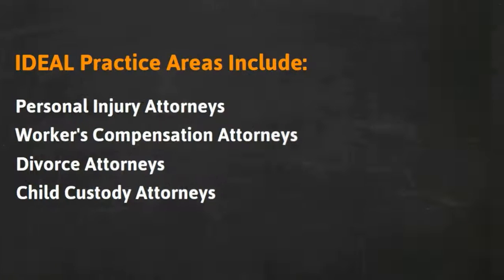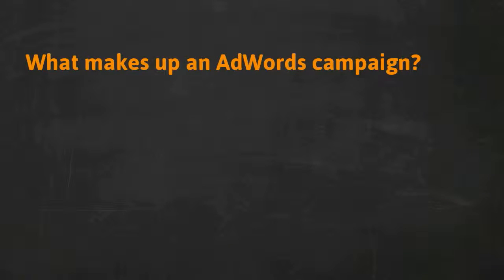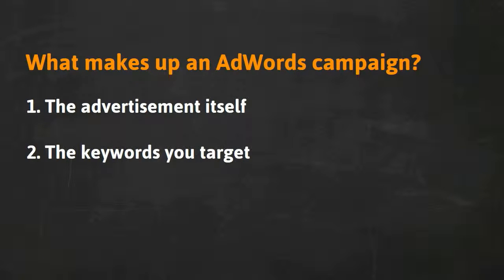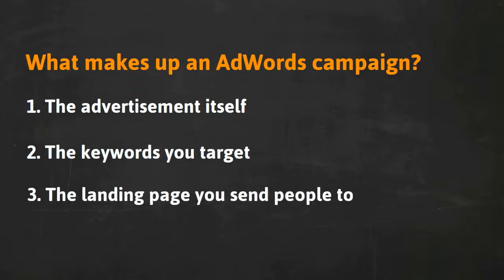So, what makes up an AdWords advertising campaign? The big components to be aware of are the ad you display, the keywords you target, and the landing page that you send people to. Now, let's talk about each component in a bit more detail.